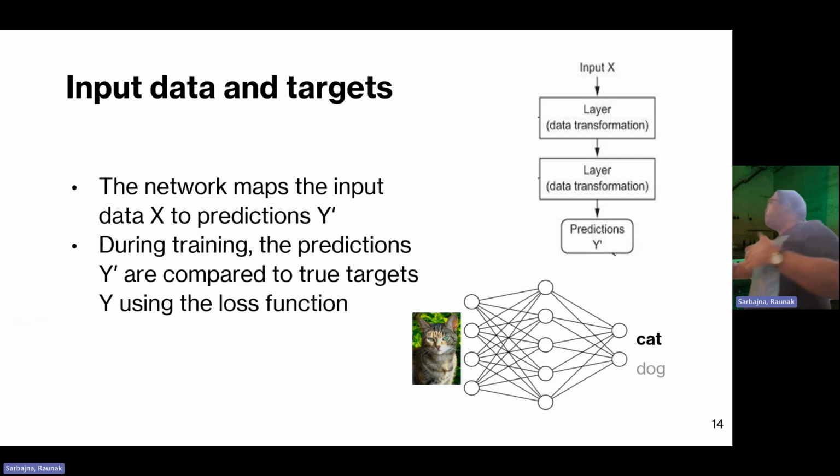What is the input to the target? Again, cat pixels. So this entire complicated network maps the input data tensors X to your predictions. When we are training the model, those predictions Y prime are compared to the true targets, that is, what the actual targets should be. That's Y. This is done using the loss function. So what is the loss function?